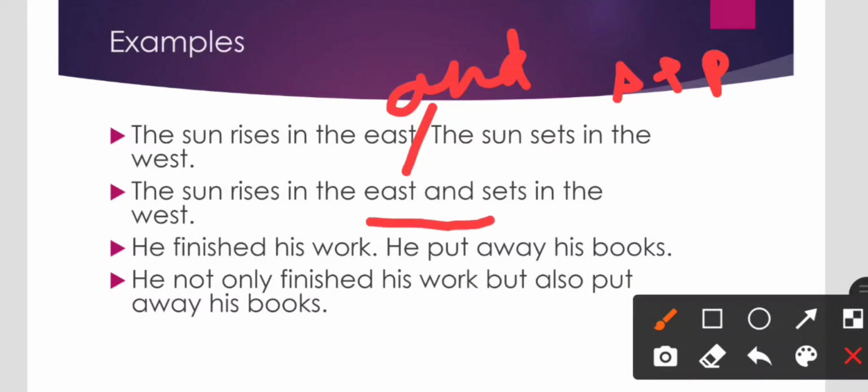He finished his work, he put away his books. So he did two things together. He not only finished his work but also put away his books. In both the clauses we have subject and predicate. Again here the subject is understood and this is the predicate. So this is a compound sentence. We have used here cumulative conjunctions.